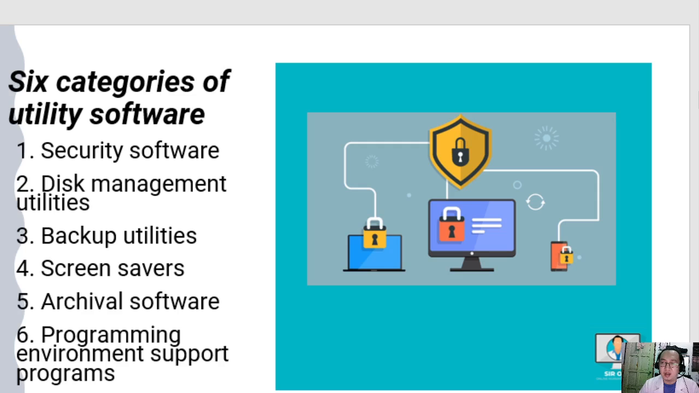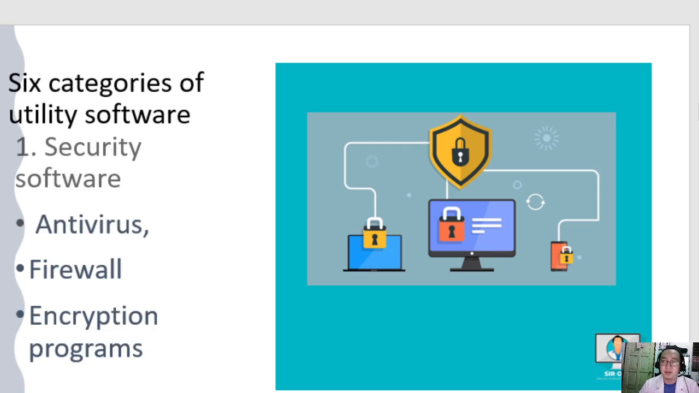So these are the 6 categories of utility software: security software, disk management utilities, backup utilities, screensavers, which are considered utility softwares, archival software, and programming environment support programs. I prepared a presentation here. Number one, security software, talking about terms like antivirus, firewall, and encryption programs.